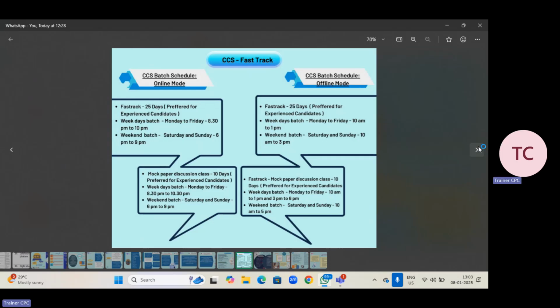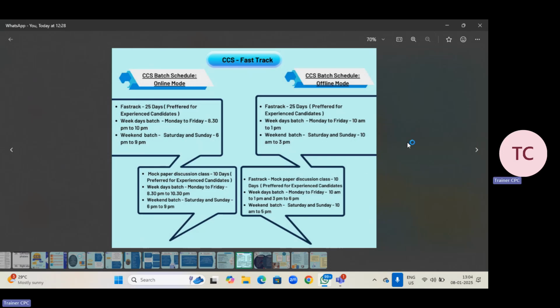So in the fast track batch, we will be discussing the mock papers. Whereas in the case of the slow track, we need to cover the ICD guidelines, CPT and PCS guidelines, everything. Whereas in the case of the fast track batch, we will be giving a brief outline of these things, and in detail, we'll be discussing the mock papers. Because the ultimate purpose of joining a fast track course is to clear your CCS exam as quickly as possible.